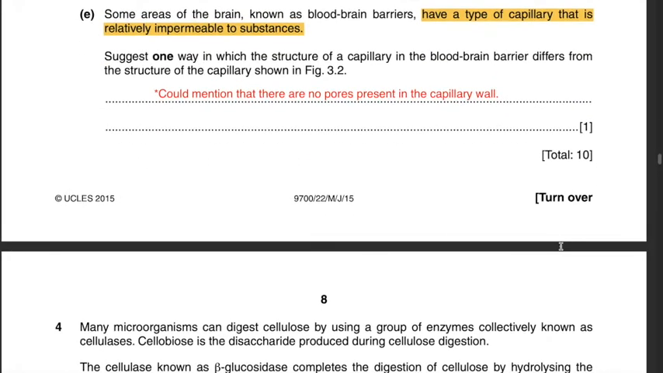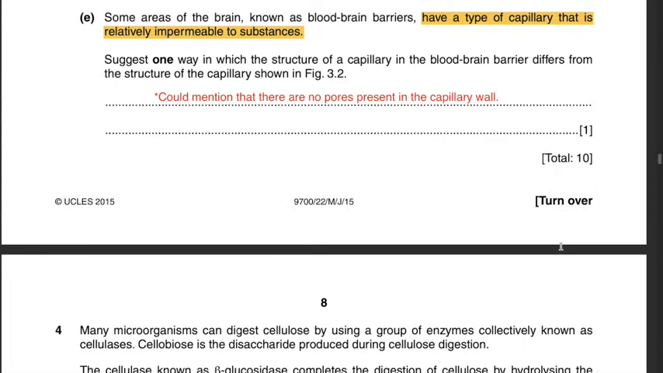Part E. Some areas of the brain known as blood-brain barriers have a type of capillary that is relatively impermeable to substances. Suggest one way in which the structure of a capillary in the blood-brain barrier differs from the structure of the capillary shown in Figure 3.2. Well, you could mention that there are no pores present in the capillary wall because normally most of the capillaries have pores in their capillary wall. However, if the capillary is relatively impermeable to substances, then you could mention that there are no pores present or very few pores present.